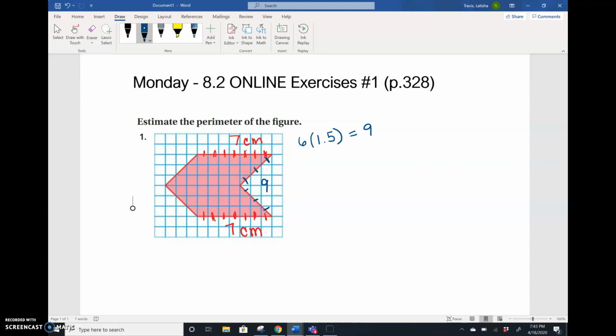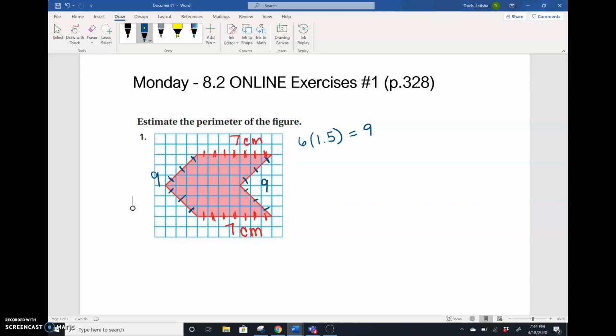Next we need to count the front. The front should be the same as the back, but I'll count them to be detailed. We have 1, 2 diagonals, 3 diagonals, and then 1, 2, 3. So that is 6 diagonals. Again, 6 diagonals, each one equaling 1.5. That's 6 times 1.5, which equals 9.